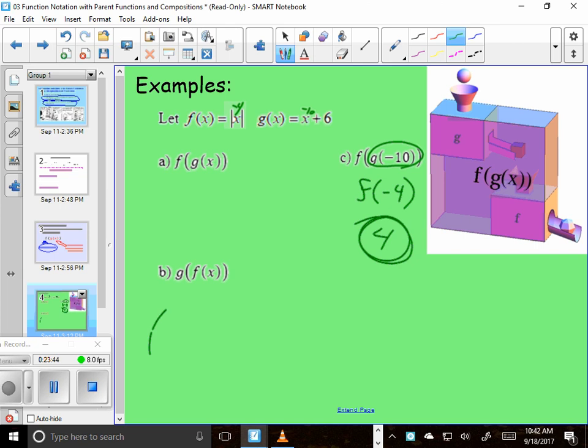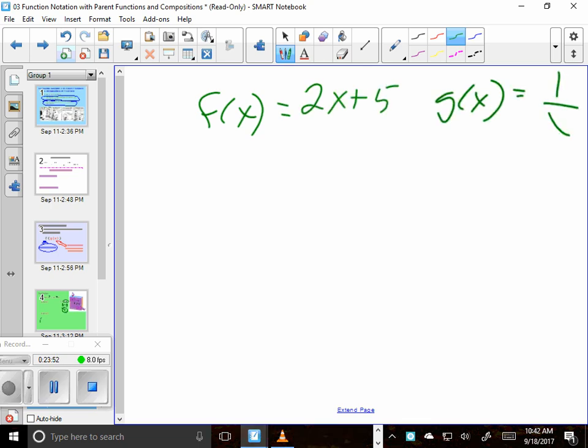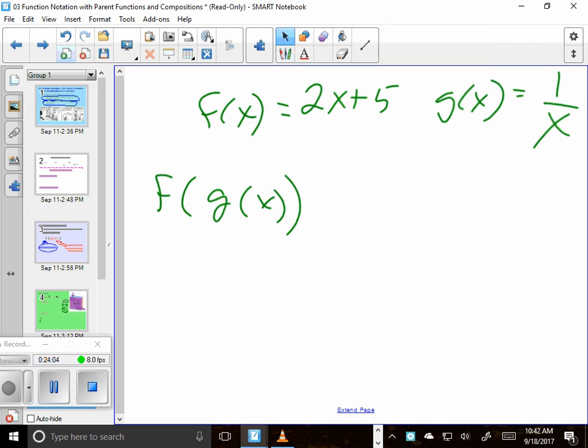Okay, I want to do another one like that. Let's say I have f of x is equal to 2x plus 5, and g of x is equal to 1 over x. First, I'd like you to figure out what's f of g of x. Make the f function eat the g function. And check with a friend sitting near you, the kid across from you. I'll pause for a second while you try that.